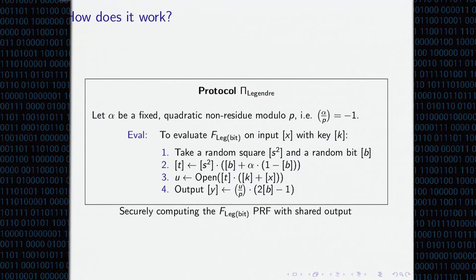So how does it work? Don't worry, this is my first and last slide with the formulas on it. So we have alpha, which is a fixed quadratic non-residue modulo p. Namely, if we compute the Legendre symbol of that, it will give you minus 1. So the main trick here is that we compute the Legendre symbol in clear, not in MPC land. So to evaluate the PRF with input x on k, this is all secret shared. We take a random square, a random bit. Then we compute this product.